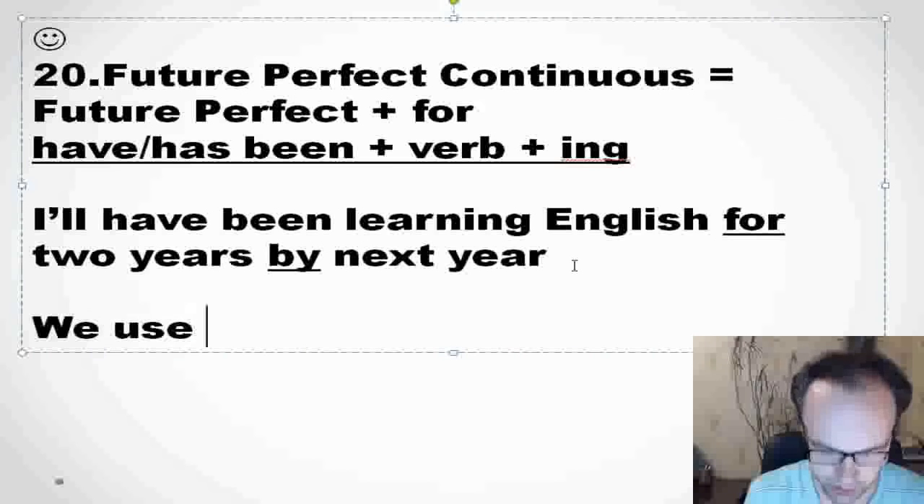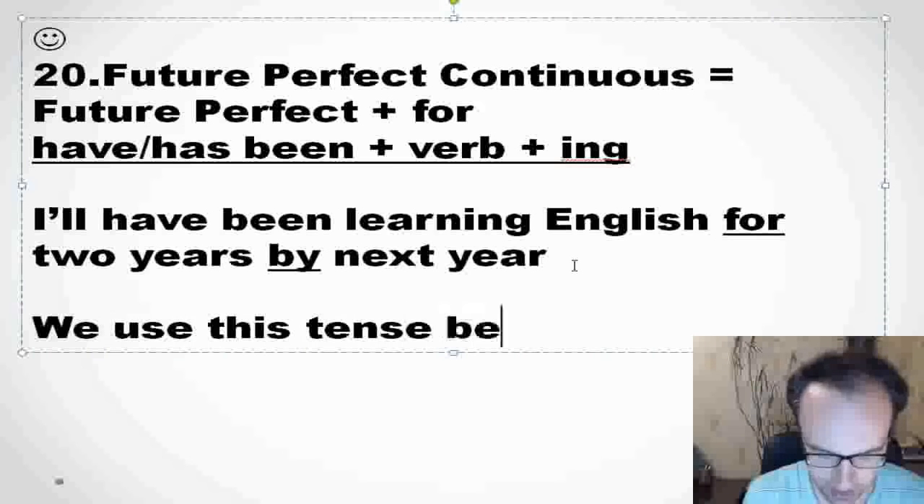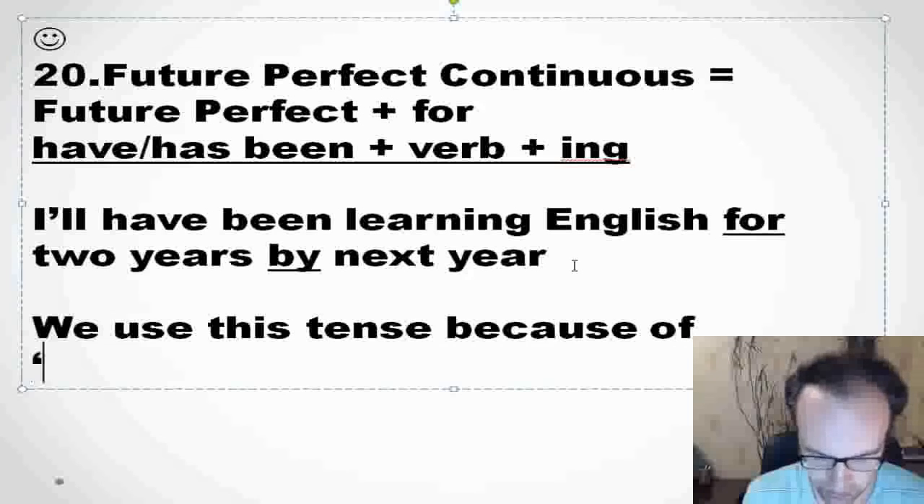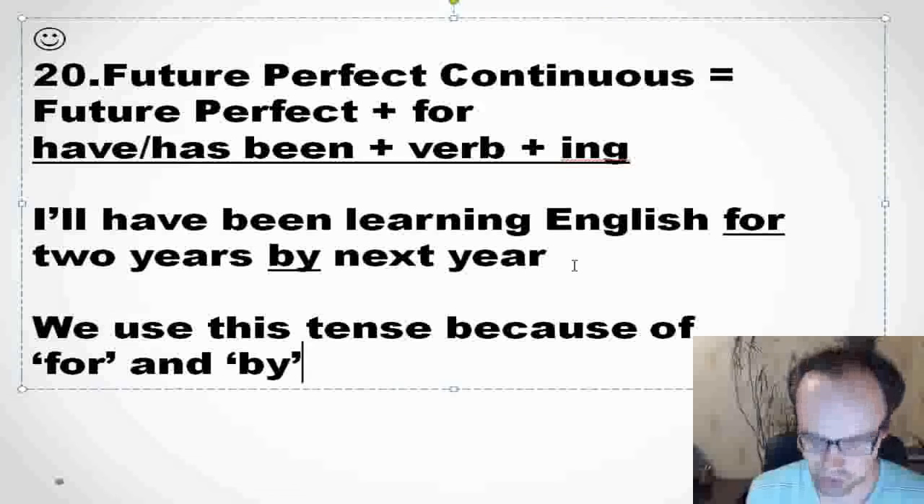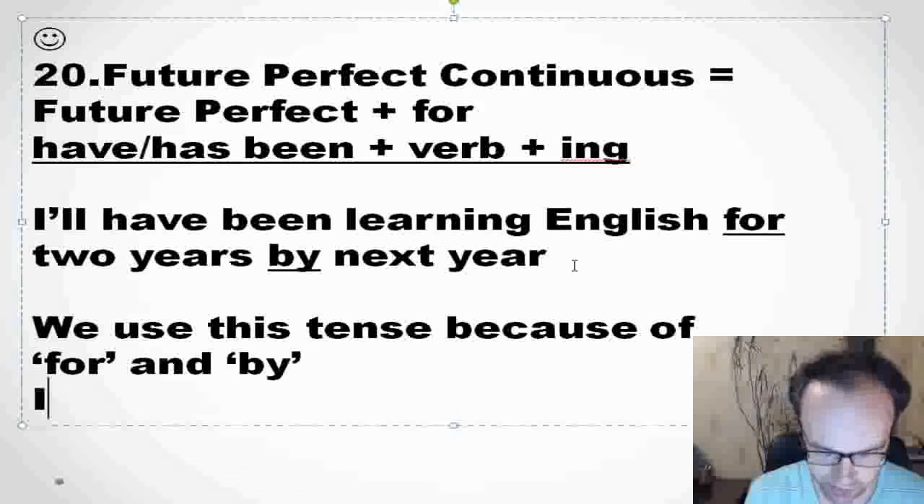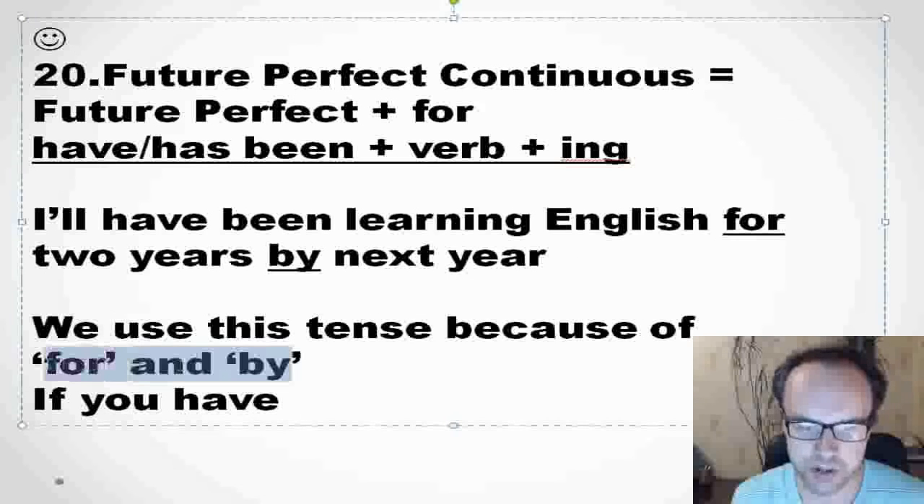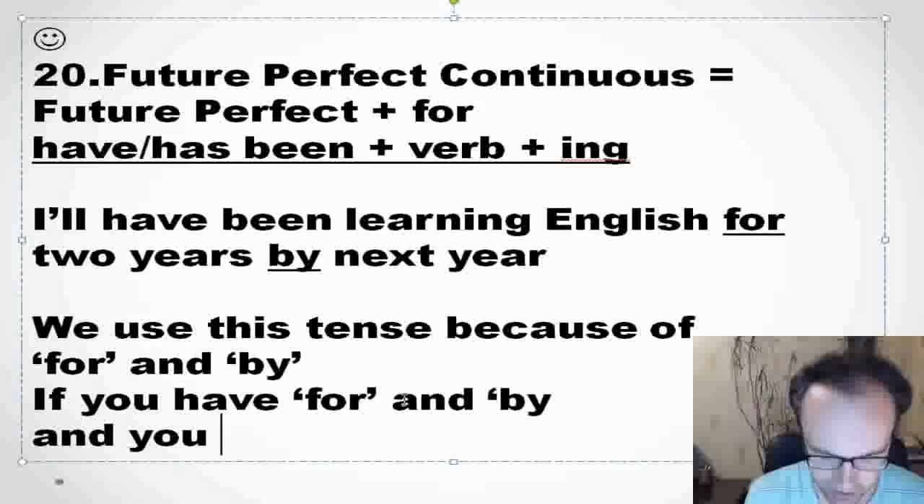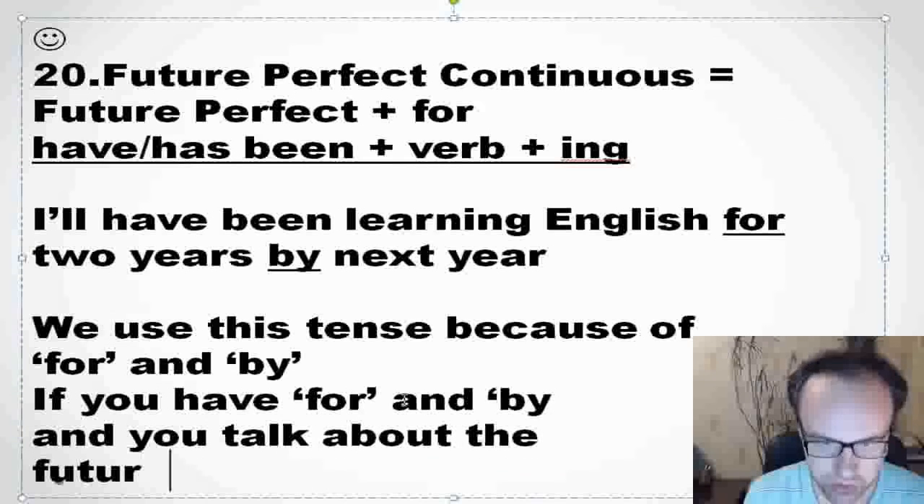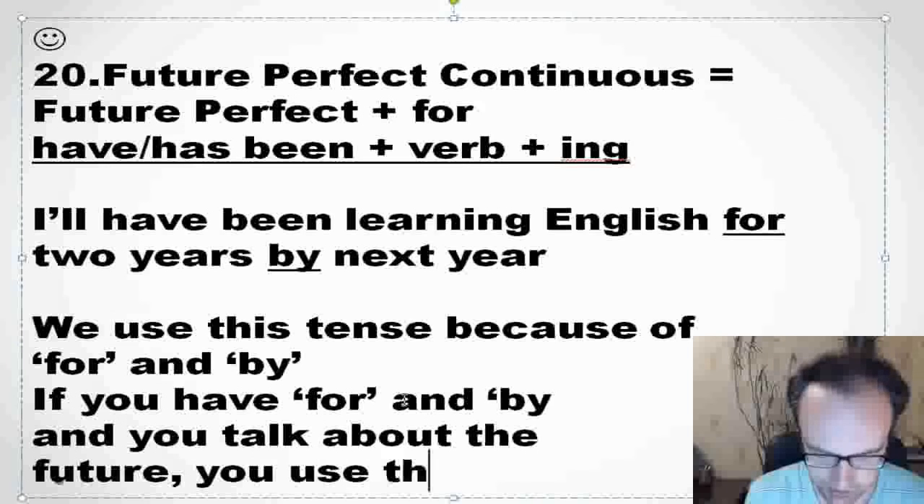We use this tense because of for and by. So if you have for and by and you talk about the future, you need to use future perfect continuous, okay? So if you have for and by, and you talk about the future, you use this tense.